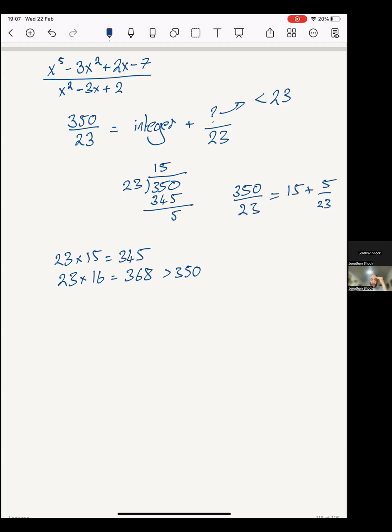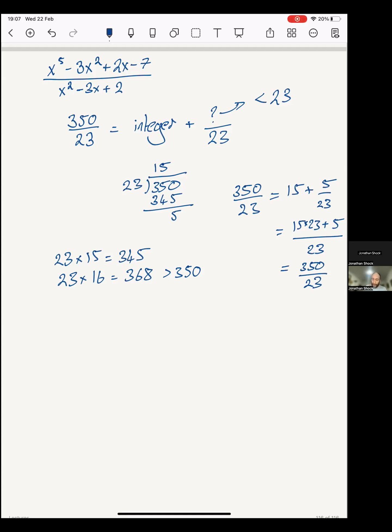You can show that that's true by putting everything over a common denominator. So this would be 15 times 23 plus 5 over 23. We know that 15 times 23 is 345, so this is 350 over 23. Make sure that you can do regular long division before you start looking at polynomial long division.